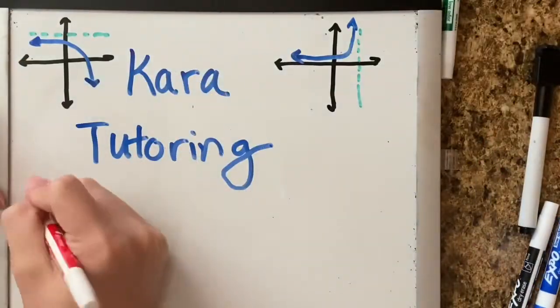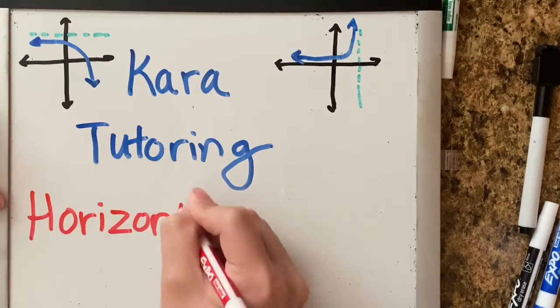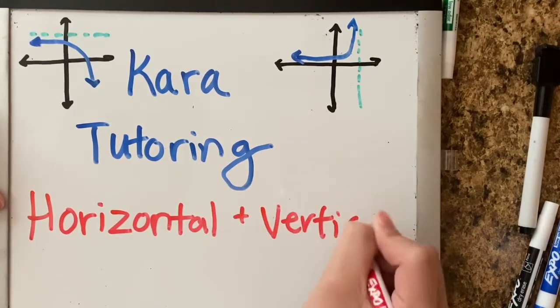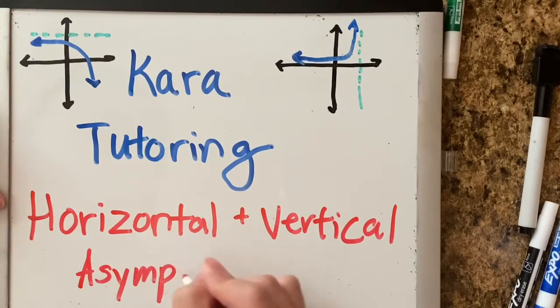So today, I'll be covering how to find horizontal and vertical asymptotes of a function. This video will be super short and cut to the chase. So let's get started.